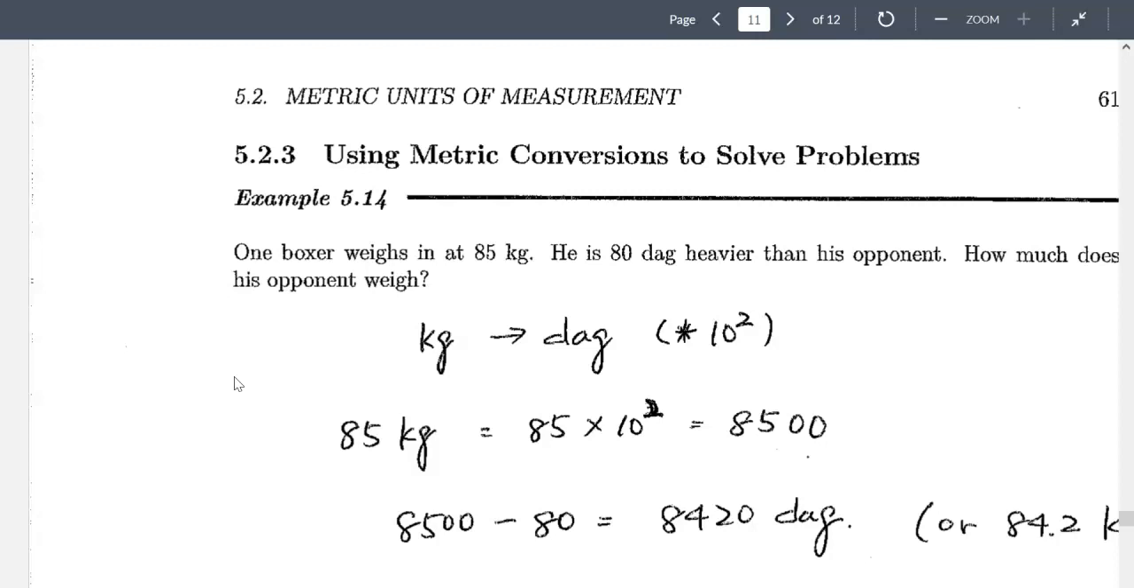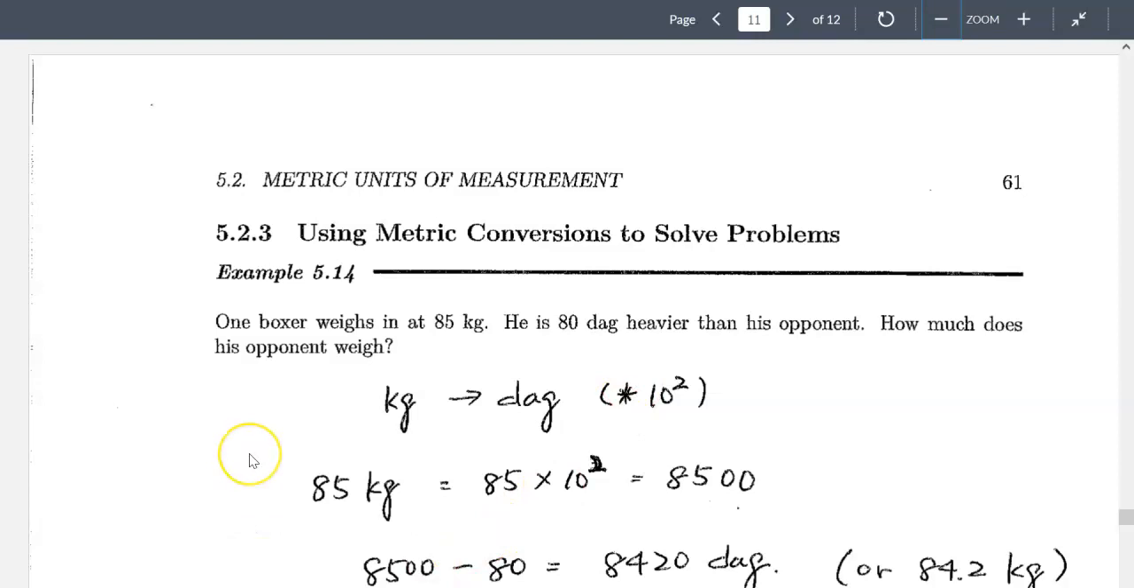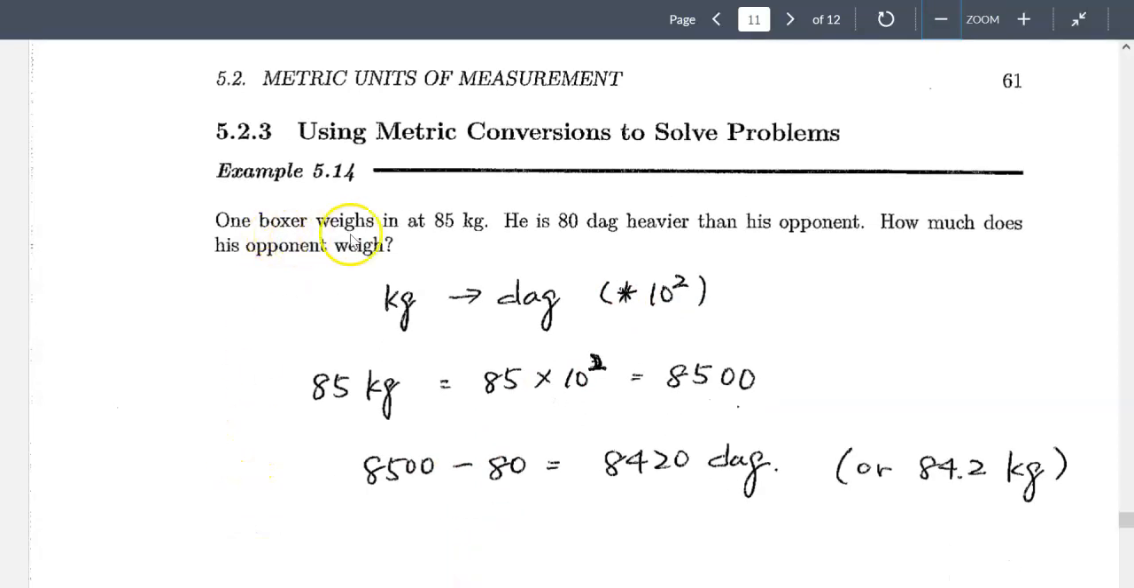Now we can do the same thing if we have application problems. If a boxer weighs 85 kilograms, he is 80 decagrams heavier than his opponent. Again, you have two different units, so you want to go from kilograms to decagrams, which means you multiply by 100, 10 to the second, because you move twice, 10 times 10. So you take that and multiply by 100, which gives 8,500.